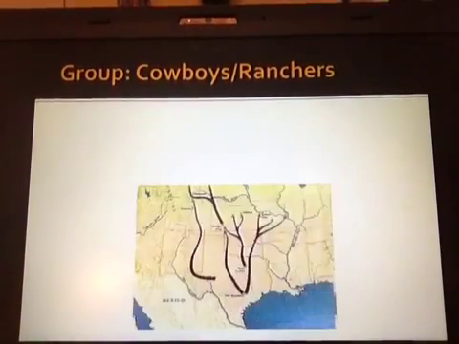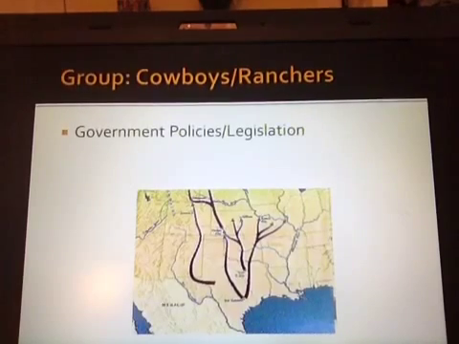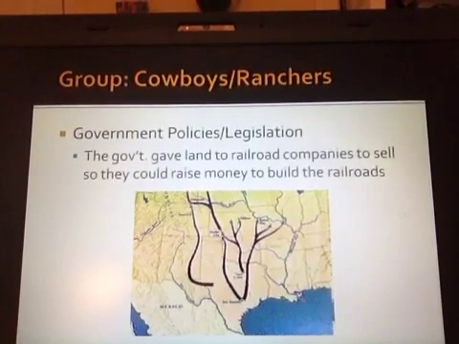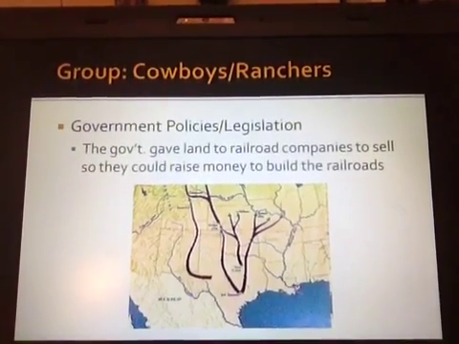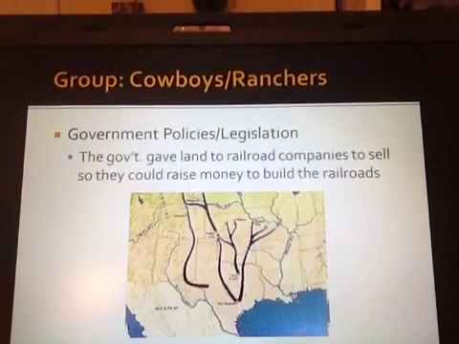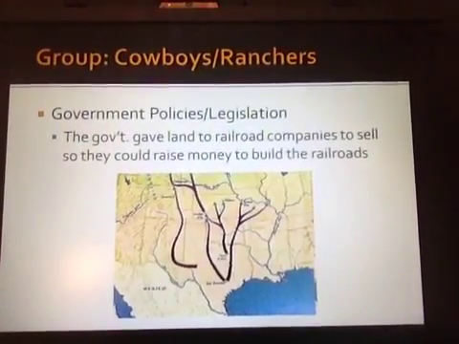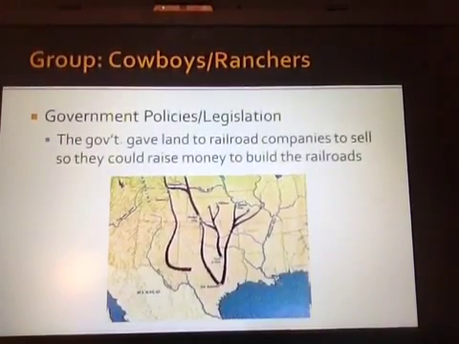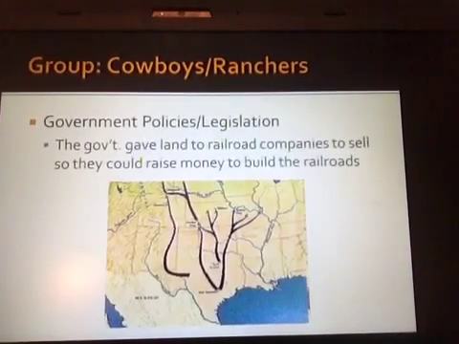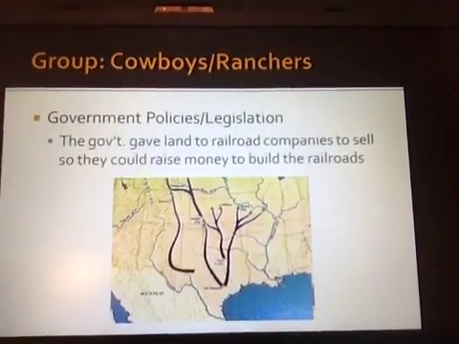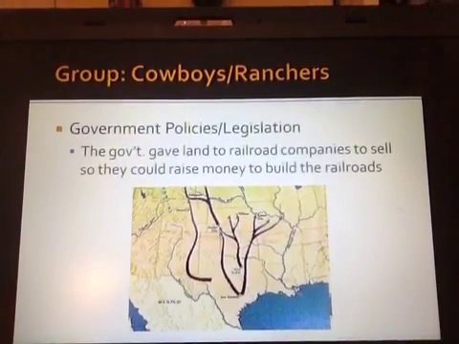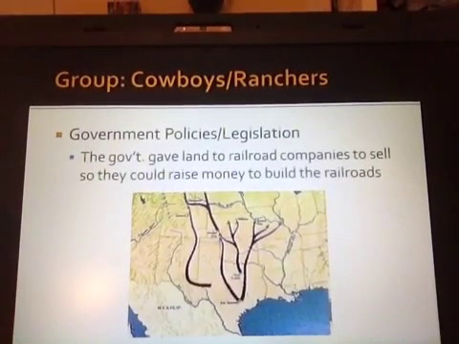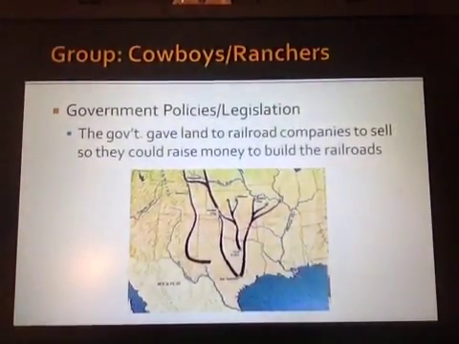So the government policies or legislation that affected cowboys are really very few, except for the fact that the government gave land to the railroad companies to sell so they could raise the money to build the railroads. So what I'm basically trying to tell you is there wouldn't have been cowboys without the railroads. And there wouldn't have been railroads without the government, because the government gave the land to the railroad companies. And then the railroad companies sold the land to have the money to then lay down the tracks. So that was the role the government had in helping along the cowboy era.